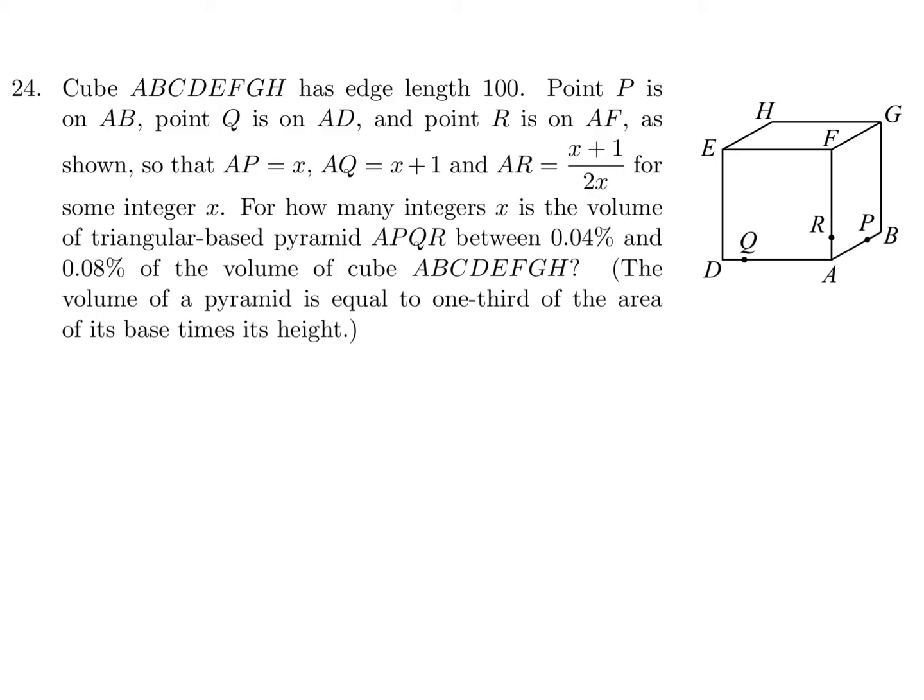All right, so we have to figure out, first of all, what is the volume of the triangular-based pyramid, and then compare it to the volume of the cube. Now, the volume of the cube, that's easy. That's just length times width times height. And in the cube, they're all the same. It's 100 times 100 times 100. So it's 100 to the power of 3.